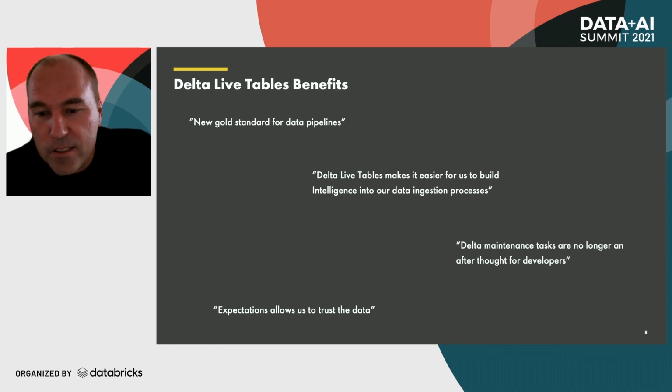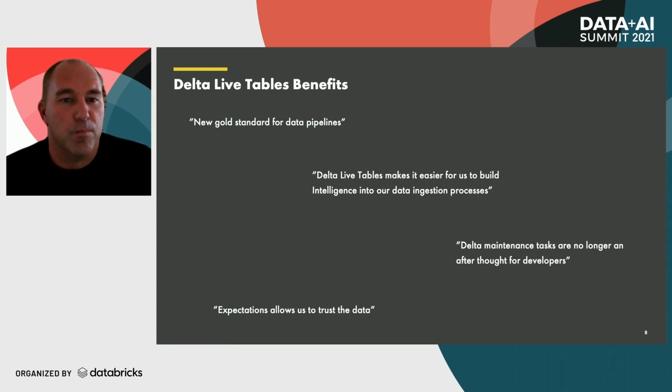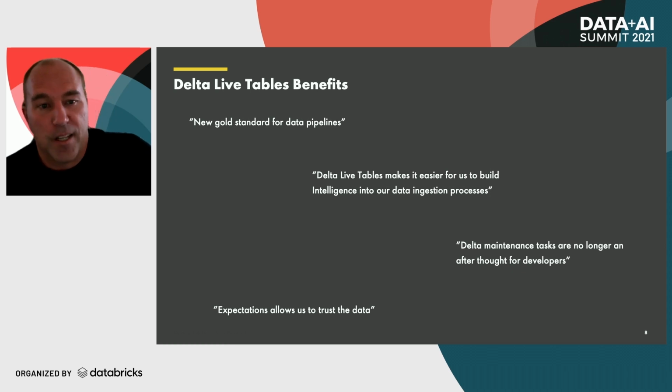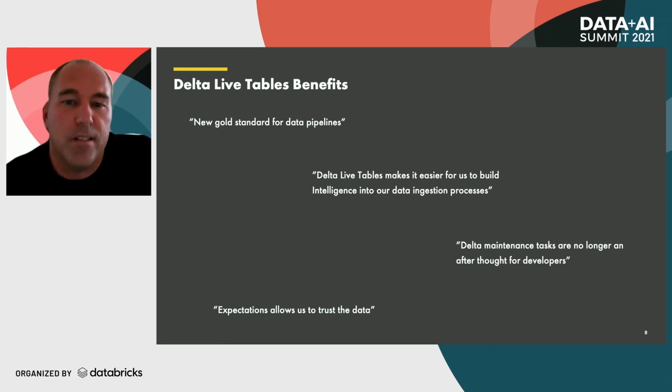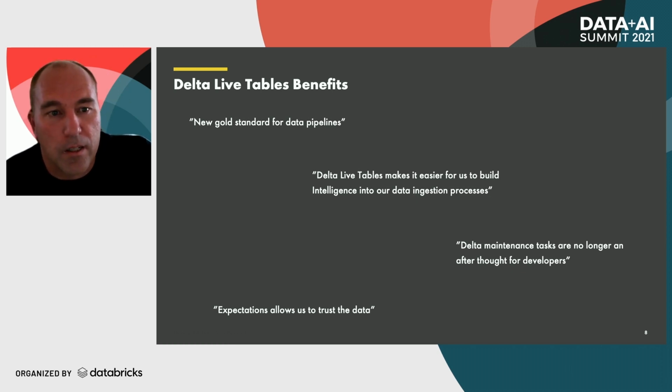Delta maintenance tasks are no longer an afterthought for developers. Like I mentioned, it automatically sets up your maintenance job and runs it on a daily basis for you, performing all the kinds of tasks to keep the Delta Live Table performing properly. And expectations has obviously been a very good feature that we've enjoyed seeing included in Delta Live Tables. Some people are saying that they're starting to be able to trust their data more because of what expectations brings to their pipelines. So in all, we're really excited about what we're seeing with Delta Live Tables.